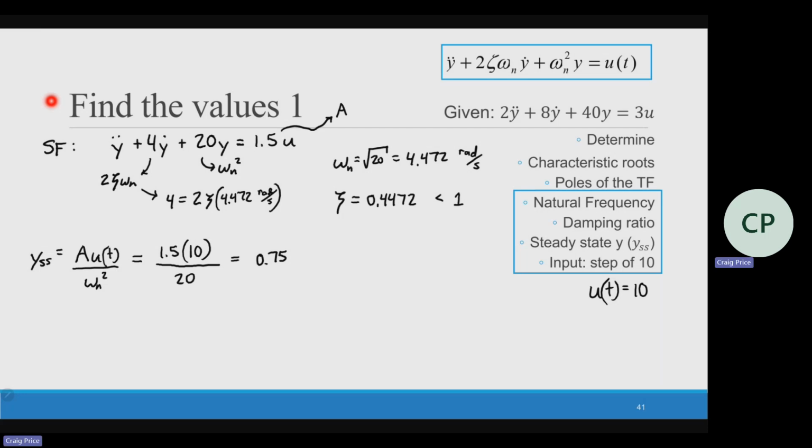The characteristic roots are the poles. Yeah, they're the same thing. Poles of the transfer function. If I have the denominator of the transfer function set equal to 0, that's the same thing as the characteristic equation.